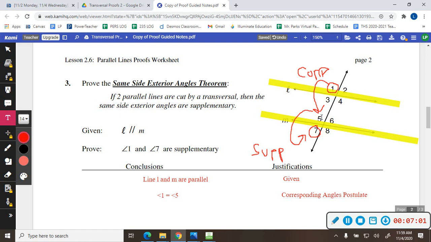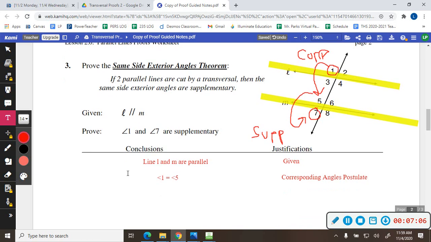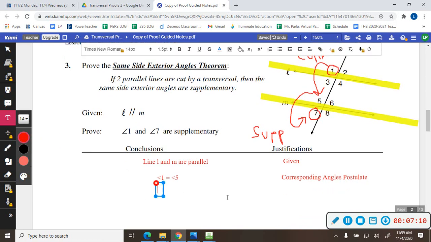So now I'm at angle 5. How do I go from 5 to 7? Well, I could say that angle 5 plus angle 7 equals 180. 5 plus 7 is 180. How do I know that? That is the definition of being a linear pair.